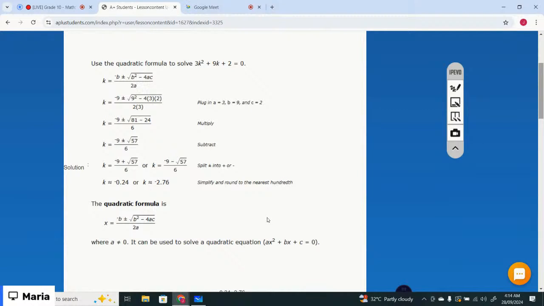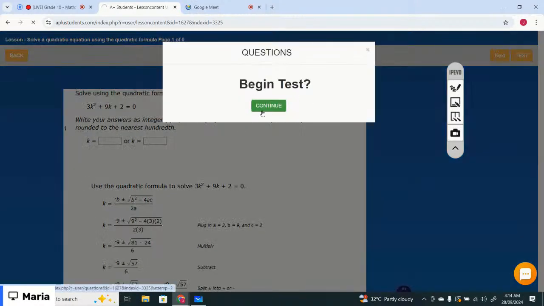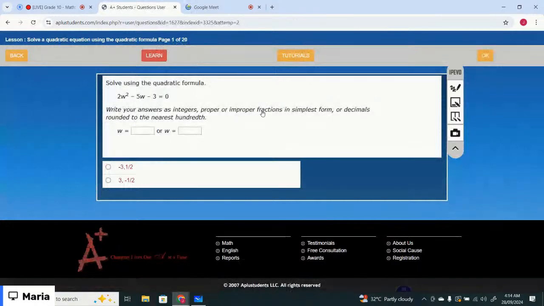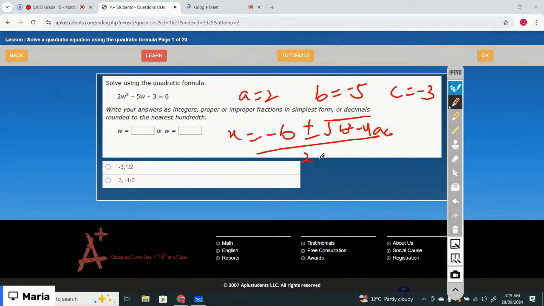Okay, let's just start with the test questions. Solve using the quadratic formula. 2w square minus 5w minus 3. So you have a equals 2, b equals negative 5, c equals negative 3, right? So the formula is x equals minus b plus minus square root of b square minus 4ac, divided by 2a.